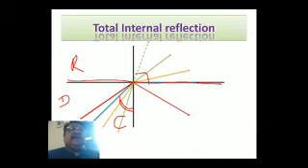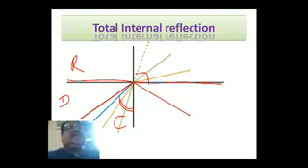That means when an incident ray of light passes from a denser to a rarer medium at an angle greater than critical angle, then the ray of light will be reflected back to the same medium. This phenomenon is called total internal reflection.